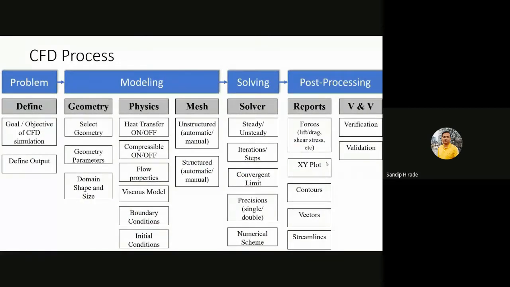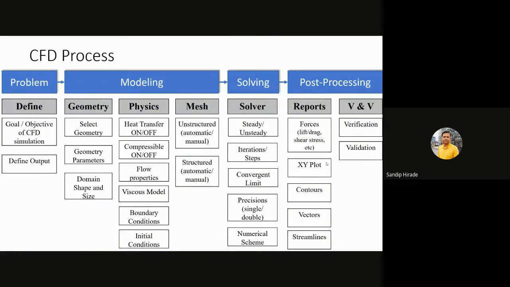Let's look at the CFD process, how we have to do any problem solving. We start with the definition of the problem, then we try to model the problem, and then solve, and then post process. In the first early stage, one has to be very sure about the definition of the problem. What is the real goal and objective of the CFD simulation? Because your total CFD simulation is based on your problem definition, and you have to first define what is required out of the CFD simulation.